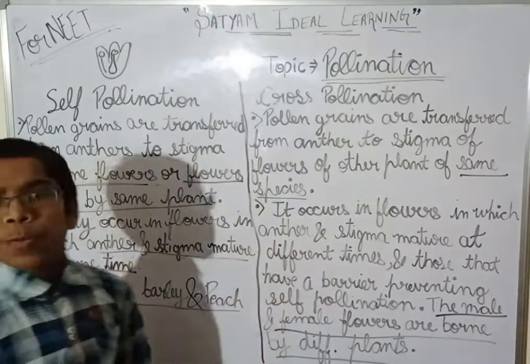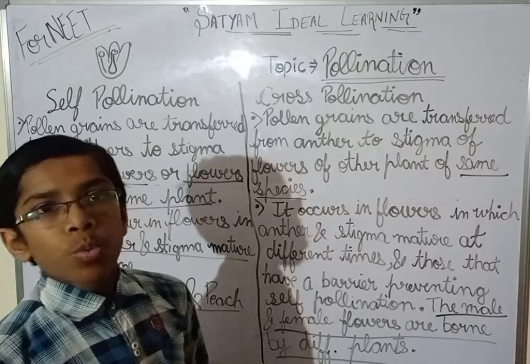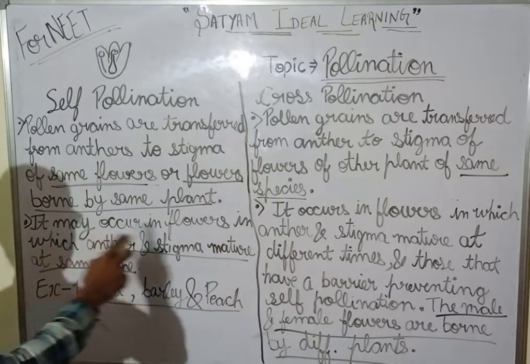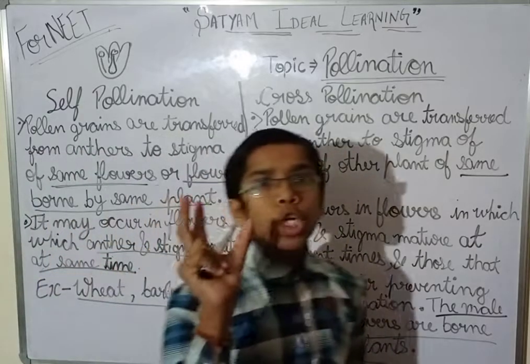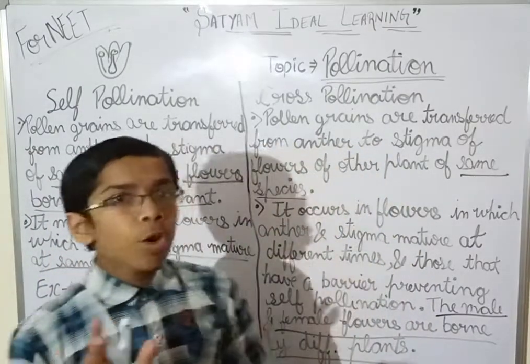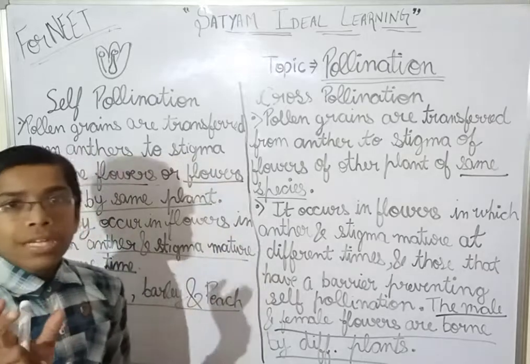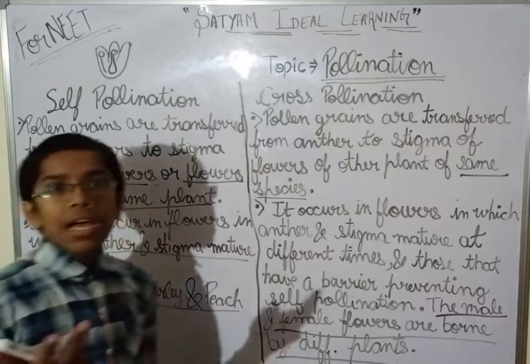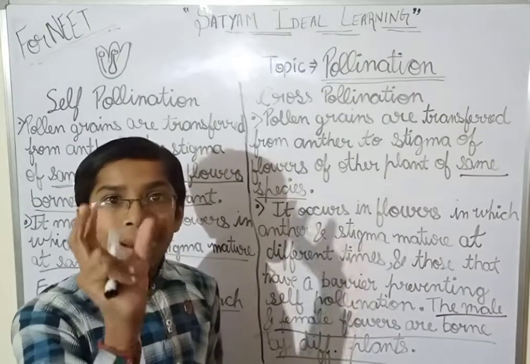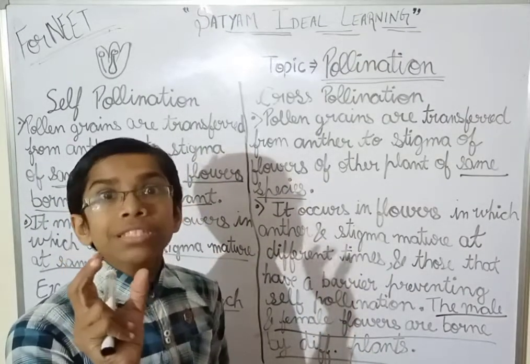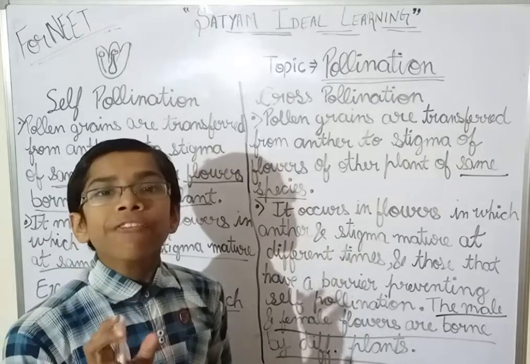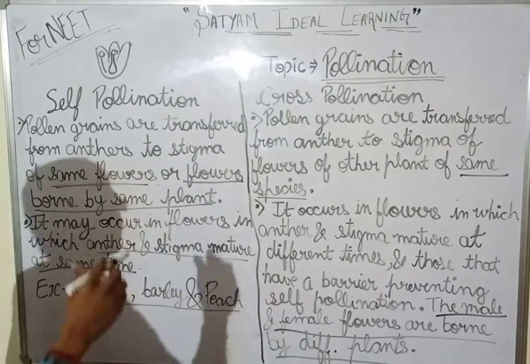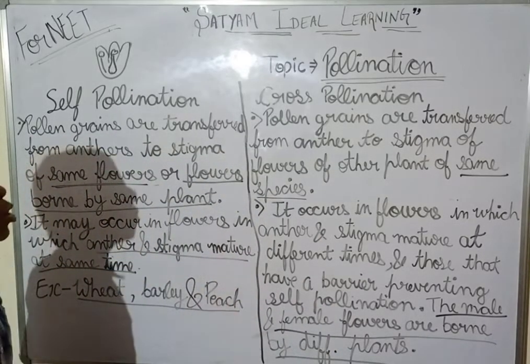One example of cross-pollination is apple. And I have told you that if a flower is closed, self-pollination can still occur. The example of this in self-pollination is pansy. In pansy, even if the flower is closed, pollination can occur.